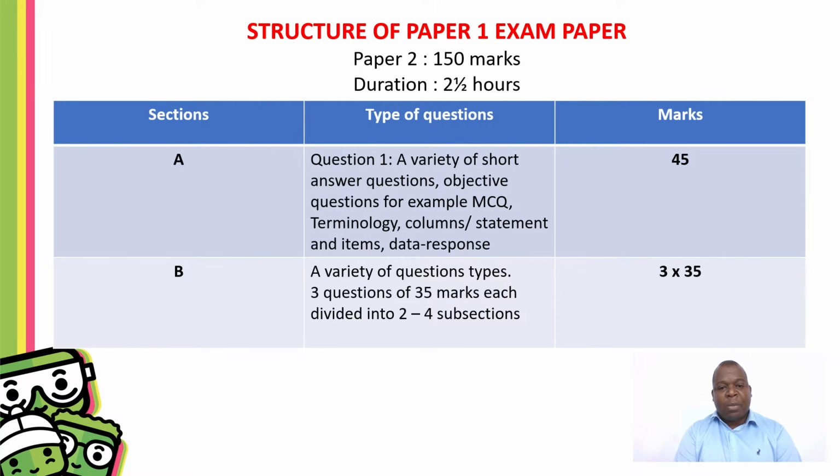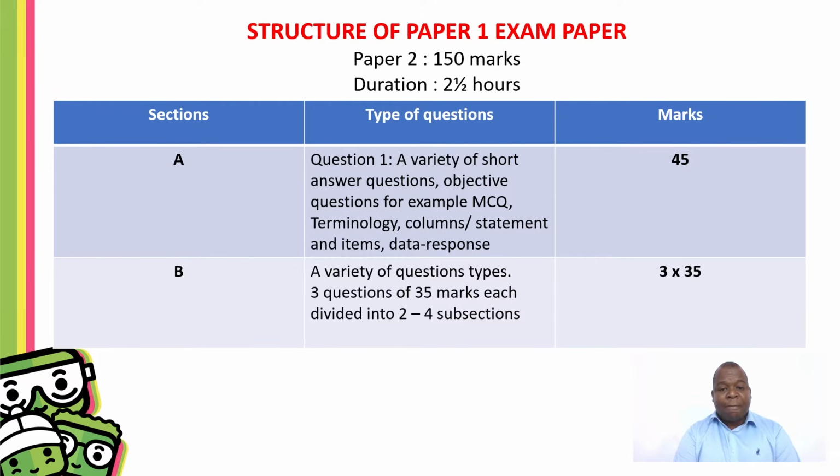Now, the structure of this question paper has two sections, section A and section B. Section A has one major question, which is out of 45 marks. And section B has 3 questions, each out of 35 marks, to make a total of 105 marks in section B. So if you add 45 and 105 marks, the total will be 150 marks.